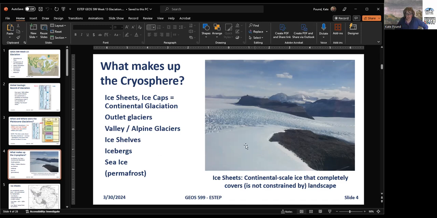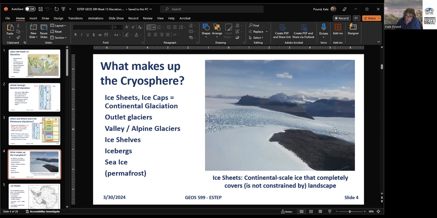So ice sheets, here we are. And this picture is from Antarctica. Antarctica is covered by two ice sheets, the East Antarctic ice sheet and the West Antarctic ice sheet. What we're looking at here is the edge of the East Antarctic ice sheet, where it starts to drain through the Transantarctic Mountains towards the Ross Sea. So what you're looking at here is what we call an ice fall.